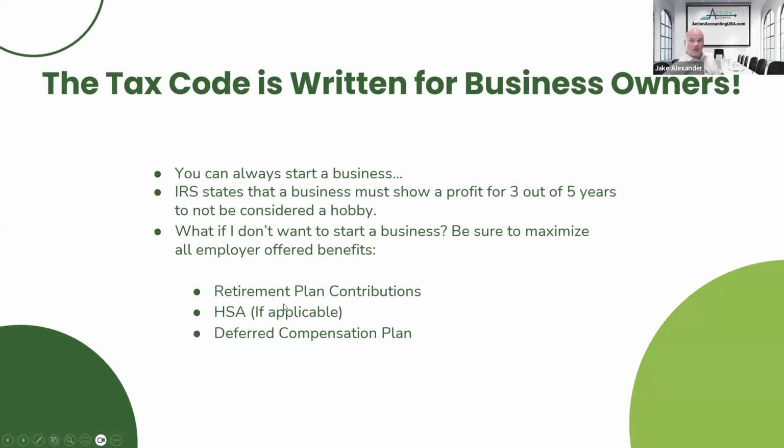Then if you're a high W-2 earning employee, earning multiple six figures, you might want to look at a deferred compensation plan. A lot of bigger companies will offer those to higher compensated employees, where you can start to defer payouts on compensation into later years, which will in turn give us more time to come up with strategies to save you money on taxes on that income.